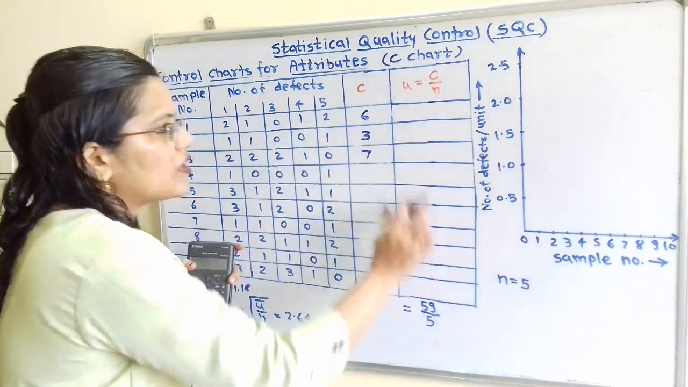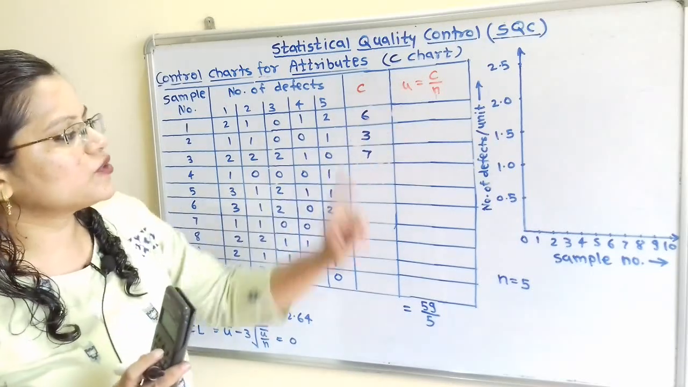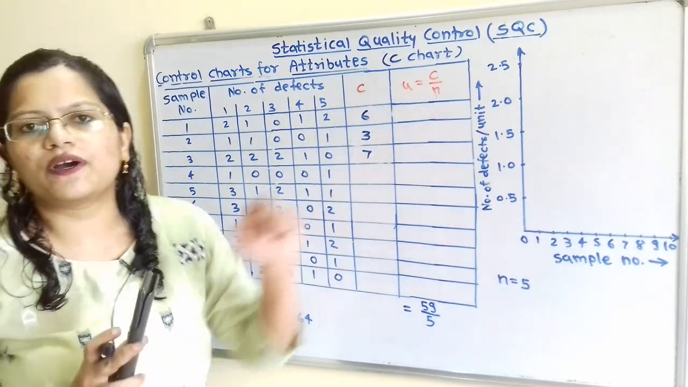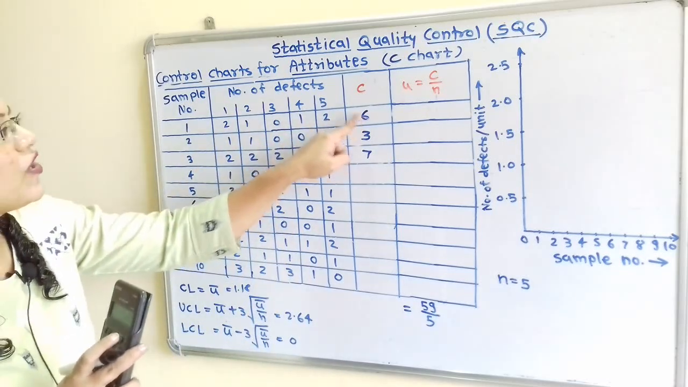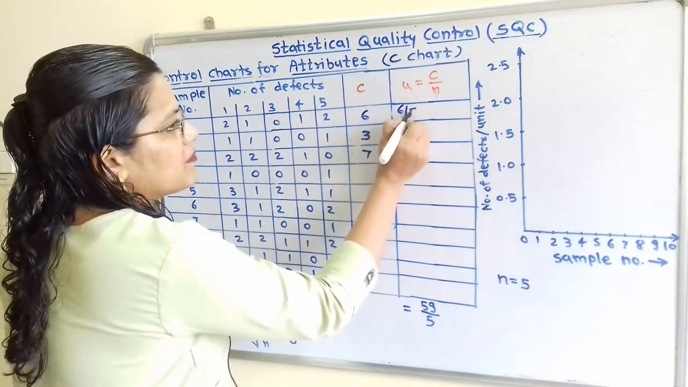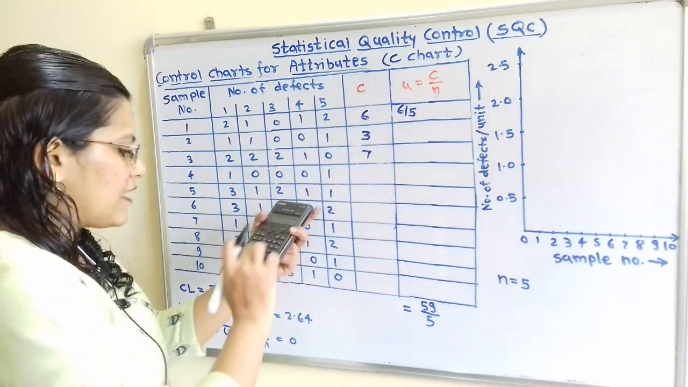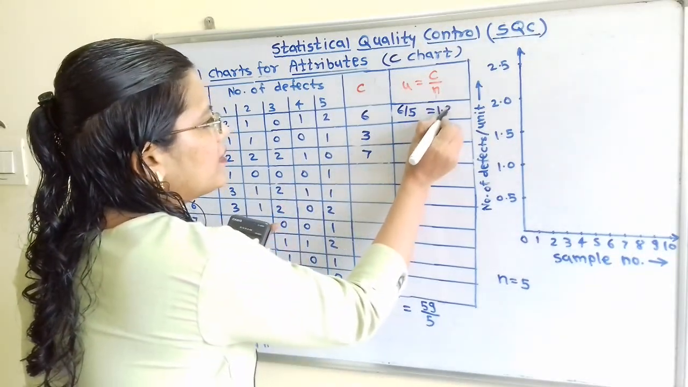Now the next column we have to make is to calculate the value of U. So what is this U? That is the number of defects per unit. So here for the 5 subgroup, this value of C is 6. So the value of U is 6 divided by 5. If we calculate this, 6 divided by 5 is equal to 1.2.